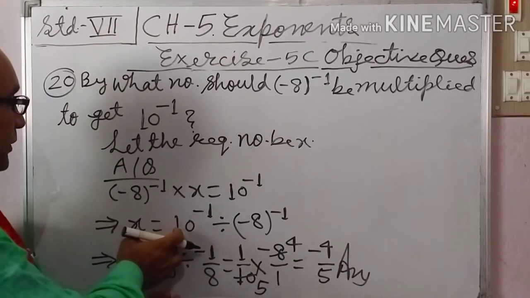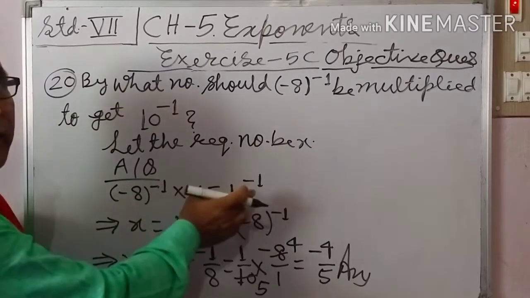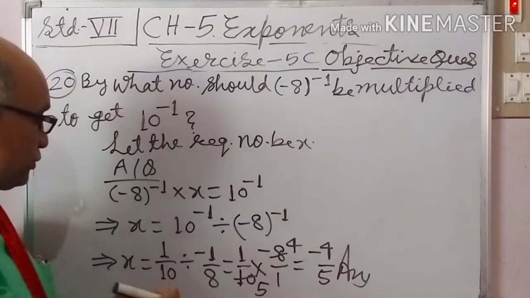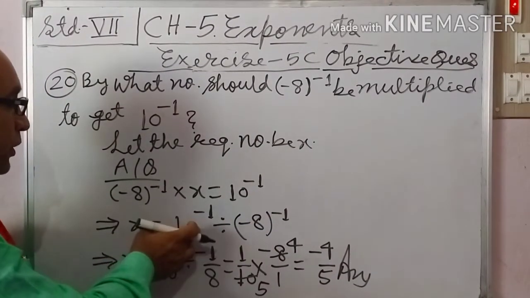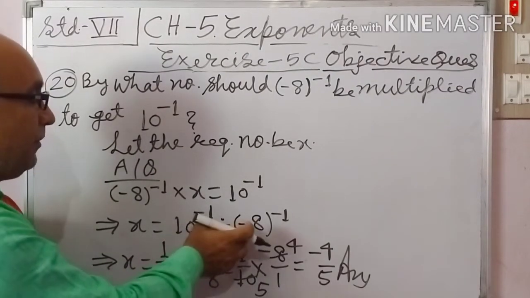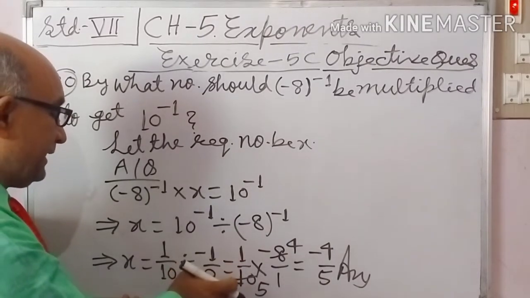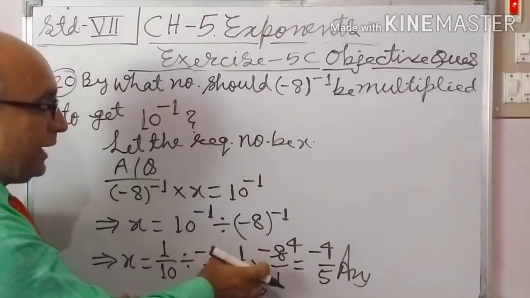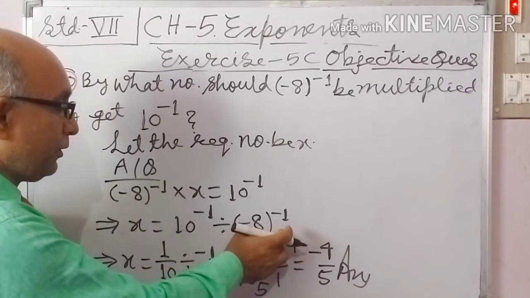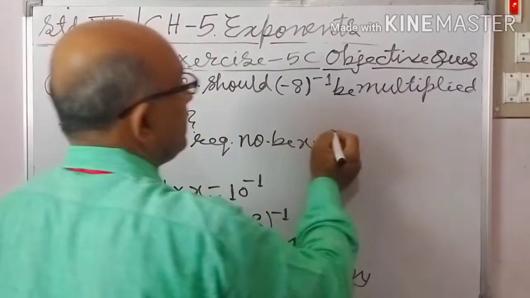x equal to 10 to the power minus 1 multiplied by, transposition changes into divide, so divided by minus 8 to the power minus 1. That implies x equal to 1 by 10 divided by minus 1 by 8. Sign of divide changes into sign of multiply, so minus 1 by 8 changes into minus 8 by 1. Equal to minus 4 by 5. Answer.